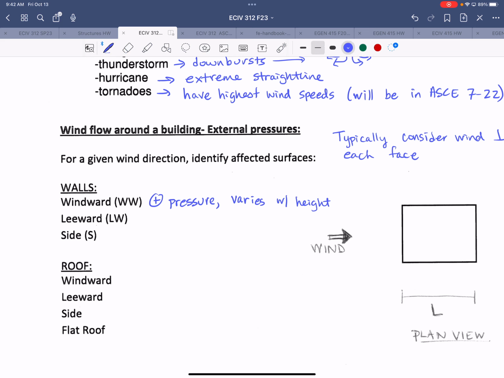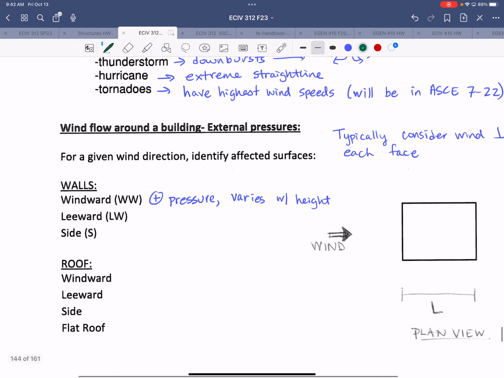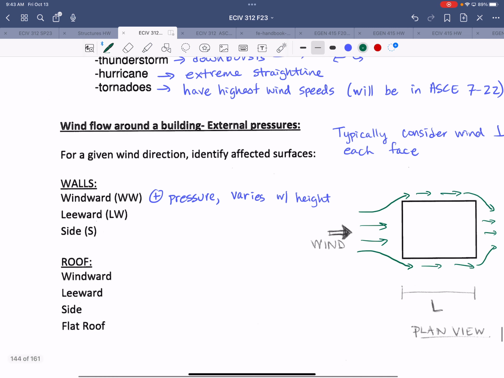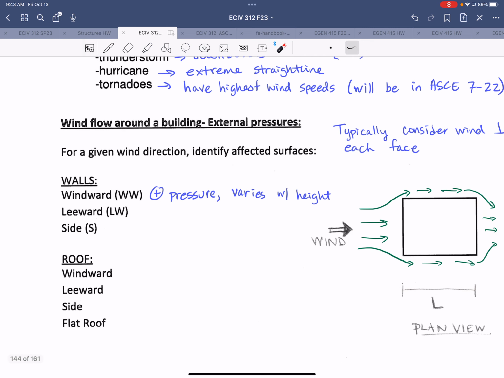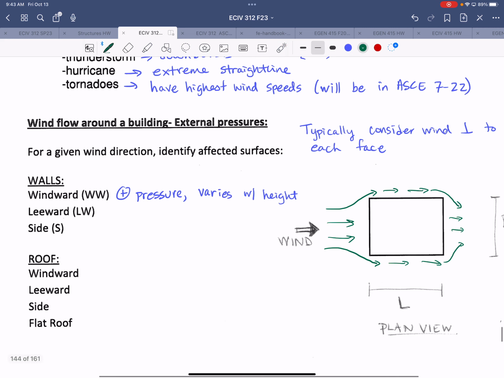All right, so the wind will approach the building. That windward wall provides an obstacle, so it has to find a way around it. The flow will separate at the corners and reconvene on the other side. This is a plan view, this sketch, but it will also flow up and over the roof and then back down to the other side.